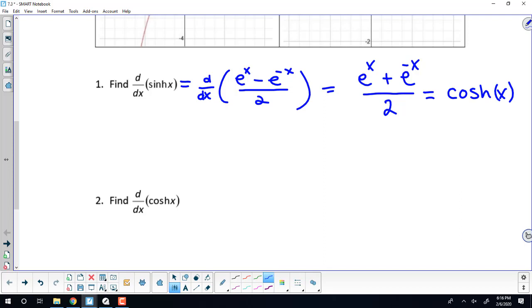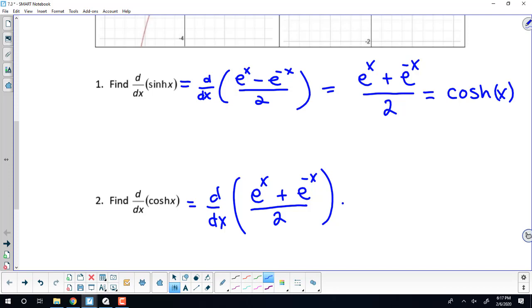So the derivative of hyperbolic sine is the hyperbolic cosine. There are some parallels with the circular trig functions, but there are some differences too. And so with that in mind, we can see that this is going to give us a similar result. So the derivative gives us now e to the x minus e to the negative x all over 2, which of course is hyperbolic sine.